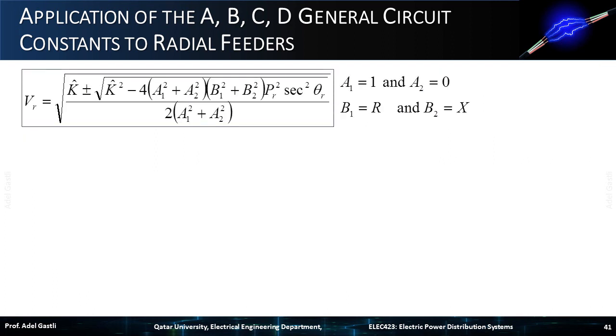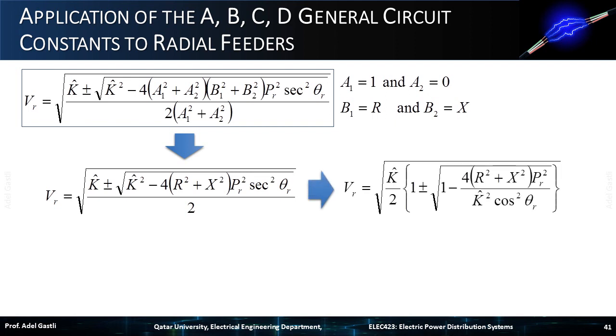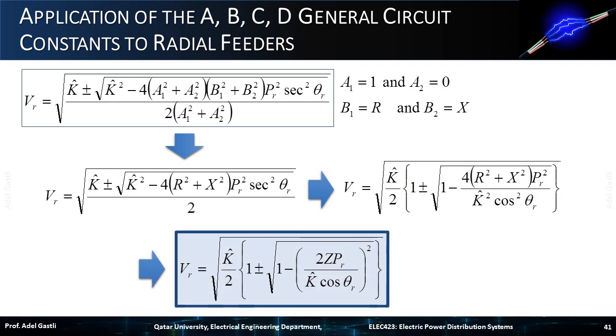After determining the constants A1, A2, B1, and B2, we can use the previously obtained receiving end equation, and replace these constants with their actual values in our example. This yields the following equation, which can be developed further. And further, to obtain this equation in the bottom. In this equation, Z, PR, and cosine theta R are all known, but K is still unknown, and needs to be calculated in order to calculate the amplitude of the receiving end voltage VR. This is what we will do in the next slide.